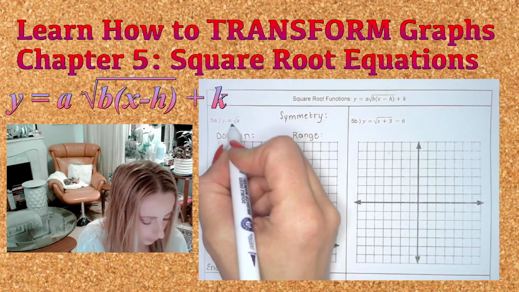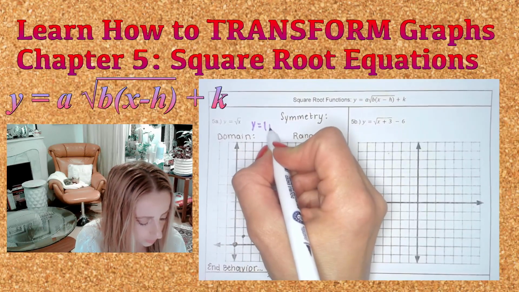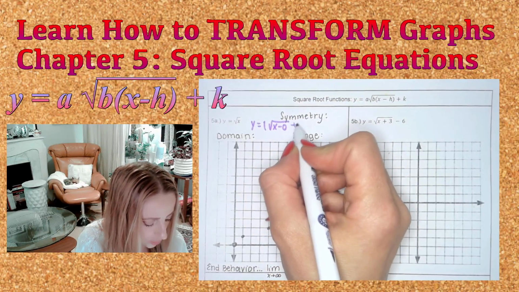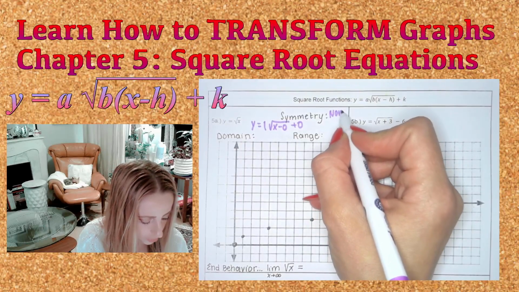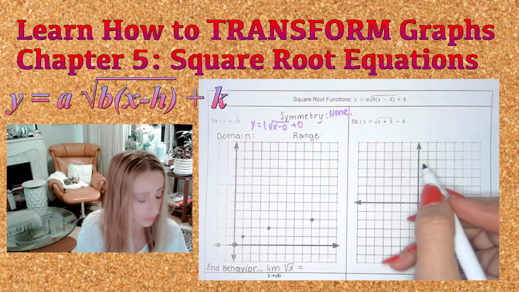So right here, we are looking at this graph of a is technically 1, x minus 0 for the h, plus 0 for the k. As for symmetry, before we even get started, I'm letting you know right now, none. It's not even or odd.